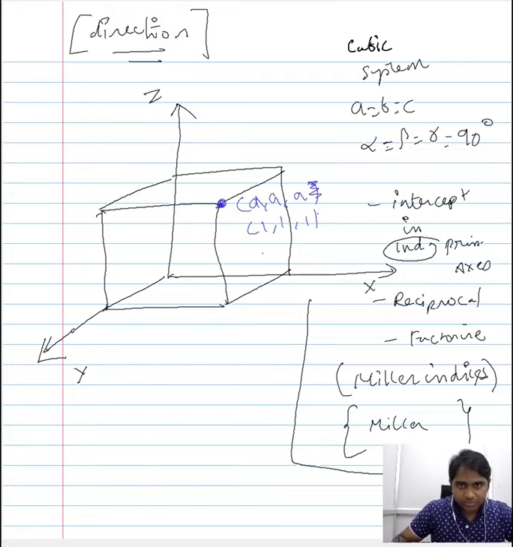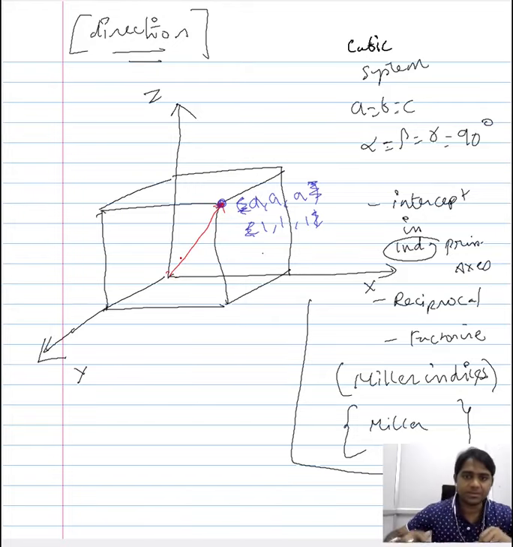Unfortunately, there should not be any brackets here, so forgive me. Now we have a direction that starts from the origin and is along this direction. So it moves towards the point a, a, a, or this corner here. Now we want to describe this direction. The way to describe this direction within the unit cell is to project this direction to the principal axis.